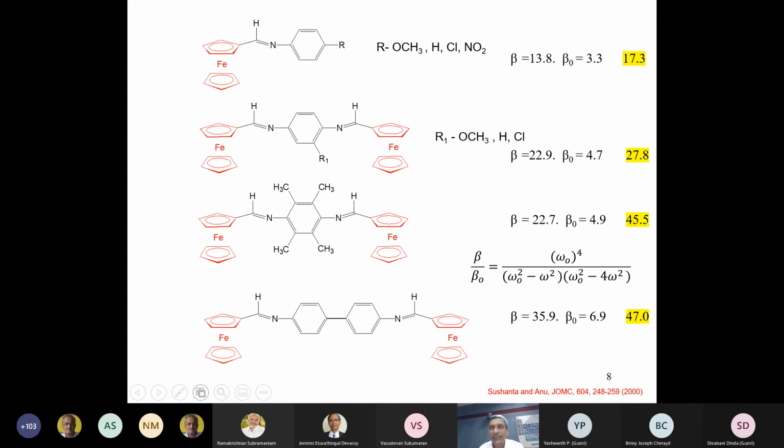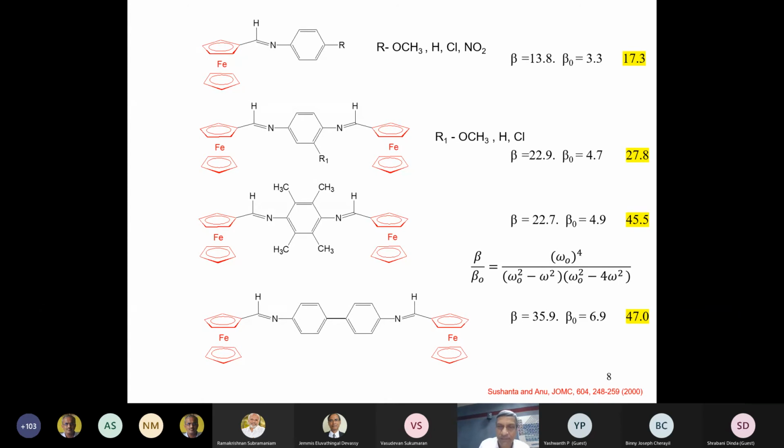And you can see that if you take the TCNE complex with all these 4 different molecules with R as hydrogen, you get a beta which is actually very high, about 240. But when you calculate beta 0, which is shown in yellow highlights here, you get about 20, 40, something like that. So it's not very high. Intrinsically, the beta values of these molecules are not very high. So that was a little bit of a disappointment.